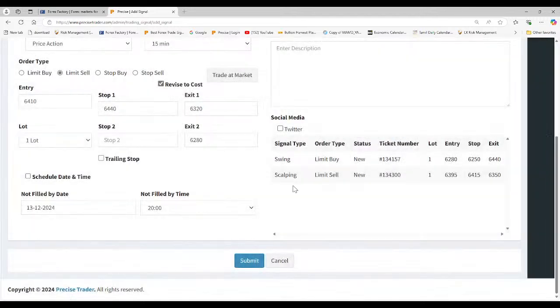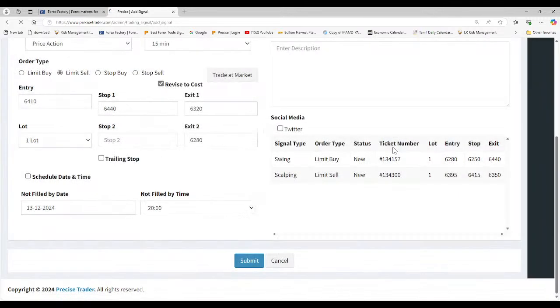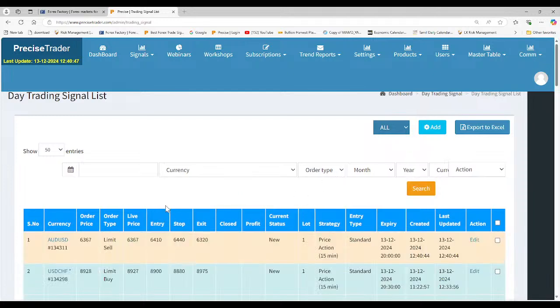Also do take note that we have a swing trading buying order at 62.80. That means the target we are expecting is somewhere near 62.80. Okay, so Aussie is done. Let's move on to the next currency, dollar cat.